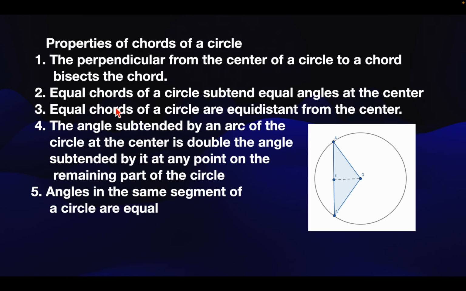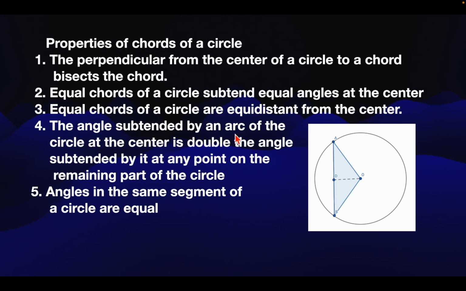Equal chords of a circle subtend equal angles at the center. Supposing there are 2 or more chords which are equal in length on the circle, and if you draw lines like this, the angle is subtended at the center. All these angles will be equal. Equal chords of a circle are equidistant from the center. So supposing there is another chord which is equal in length and you draw like this, it will have the same distance as this distance from the center.